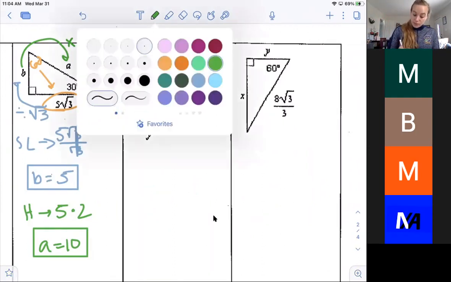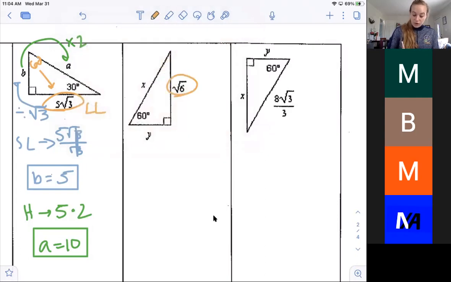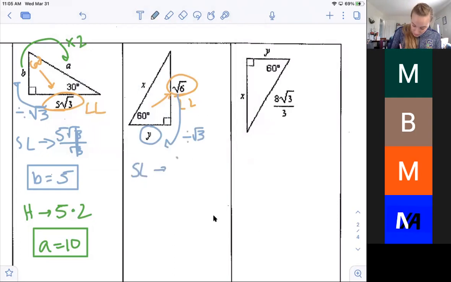It looks like in this next one, I gave you the long leg. It's across from 60. So I need to find the short leg and then I can find the hypotenuse. To go from the long to the short, I'm getting smaller, so I'm going to divide. And the short leg is not across from 90, so the short leg is y. To get to y, I need to divide by root 3. The short leg is root 6 divided by root 3.